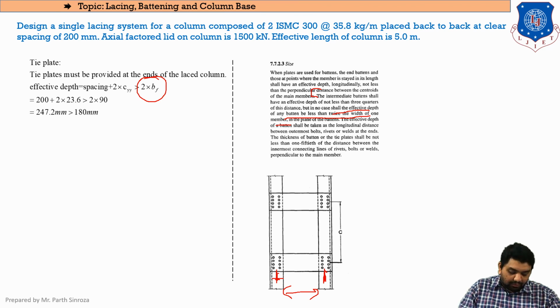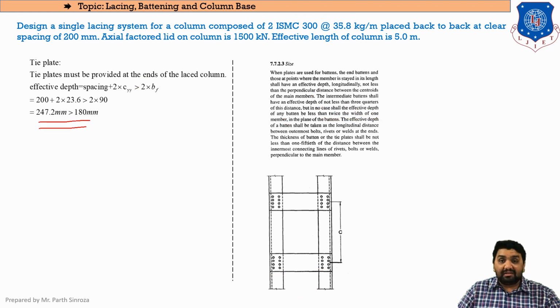So the equation comes out as spacing plus 2 into CYY, and it should always be greater than twice the width of the member. That means 2 into BF. So here we can see that 247.2 is the answer, and it is greater than 180 mm. So the effective depth is satisfied.